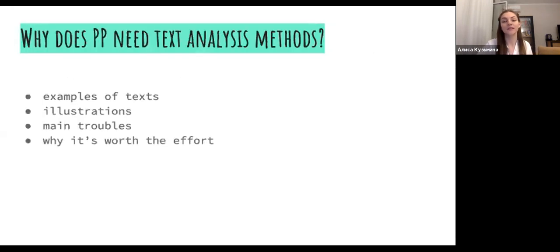So here's a plan for my part of the speech. Why does personality psychology need text analysis methods? At first, I'll cover examples of texts. Then I'll give illustrations of using these texts in psychological research. After that, I'll emphasize some troubles that are connected with implementing text analysis in psychological research. And finally, I'll summarize the key reasons for using these methods and why it's worth the effort.